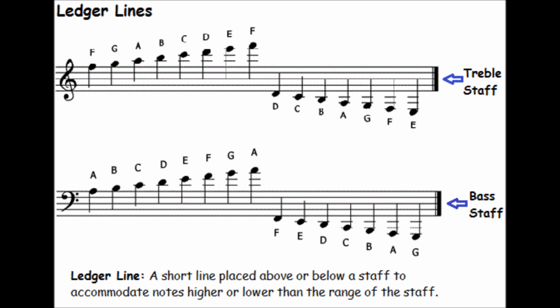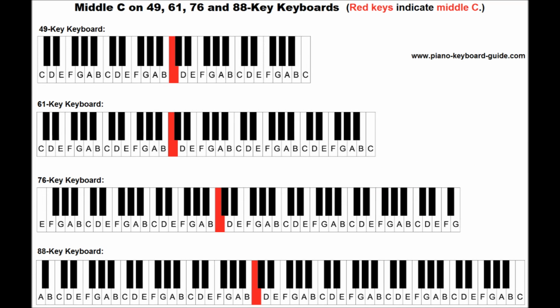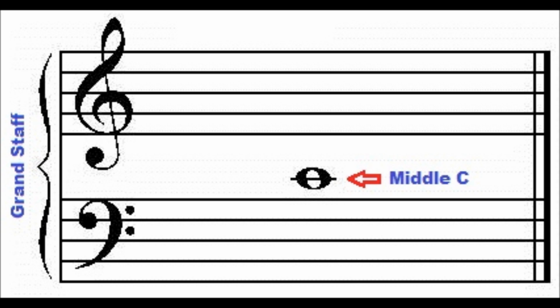One very important ledger line you should know as a beginner is middle C. Middle C is located near the middle of your piano. For piano music, a grand staff consisting of a treble staff and bass staff is normally used. A grand staff is simply a treble staff and bass staff joined together by a brace. Middle C is on a ledger line in the middle of the grand staff, between the treble and bass staff.